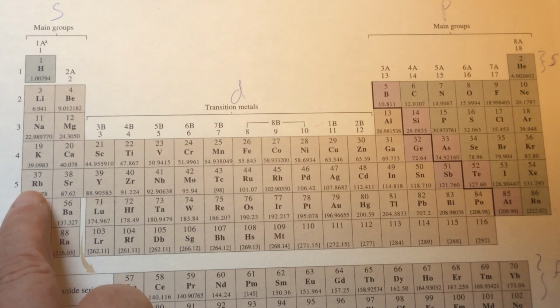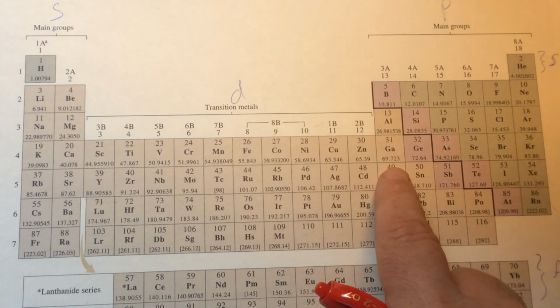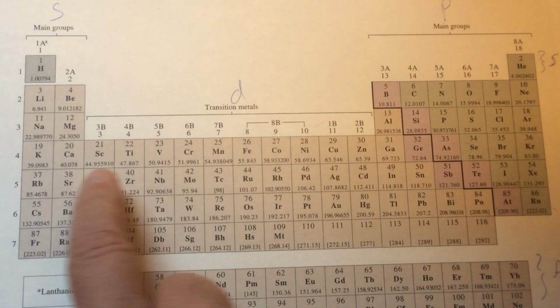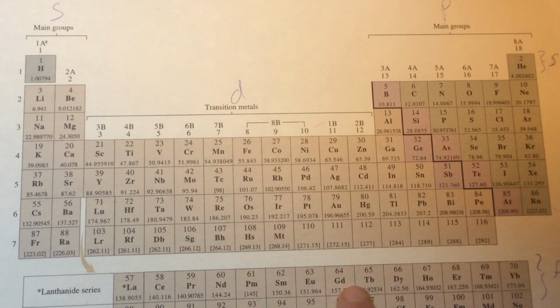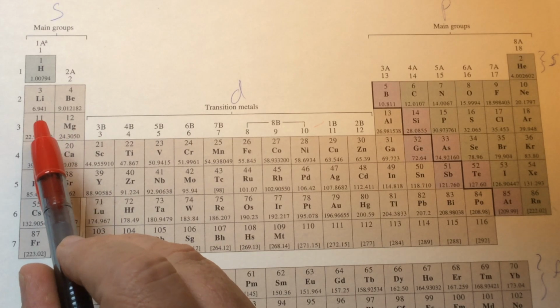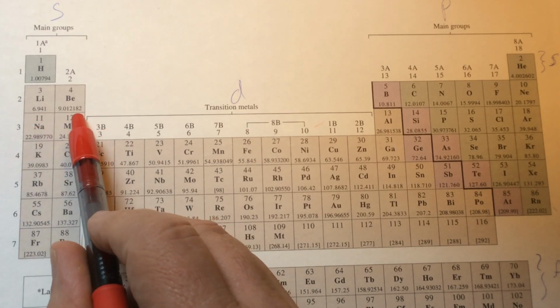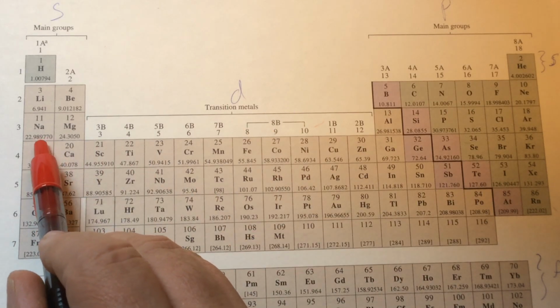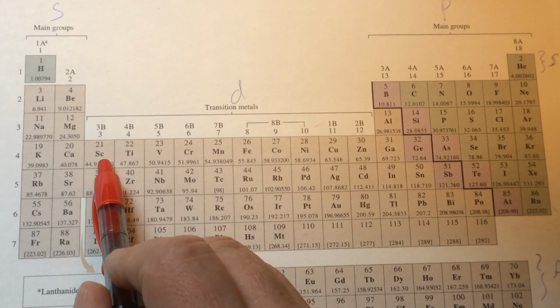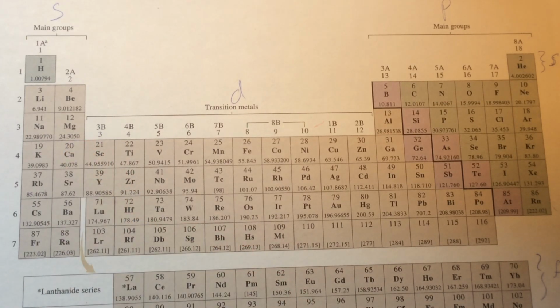Row 4 has 4S, 4P. Then row 5 has 5S, 5P, and then 4D, so it's off by 1, and then 4F. So period 4 has 4 subshells, S, P, D, and F. Period 3 has 3 subshells, S, P, and D. Period 2 has 2, S and P. Period 1 has 1, S. That means as you're increasing electrons, that's 3S, then 3S2, then 3P1 through 3P6. Increasing energy now goes up here to 4S1, 4S2, and then back to 3D1. So 3D1 has more energy than 4S2.